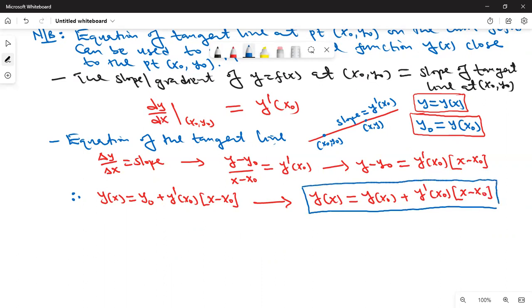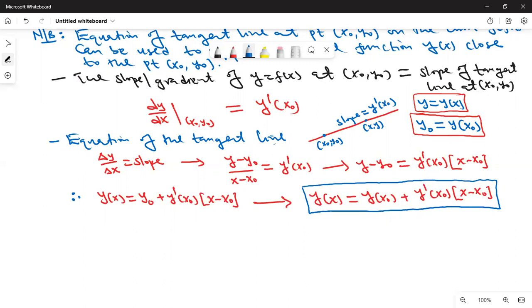This is what you are calling the Taylor series expansion of the function y of x about the point x naught, but you truncate up to the first order term: the first order Taylor series expansion of that function about the point x equals x naught. So that's the formula we are going to be using in linear approximation.